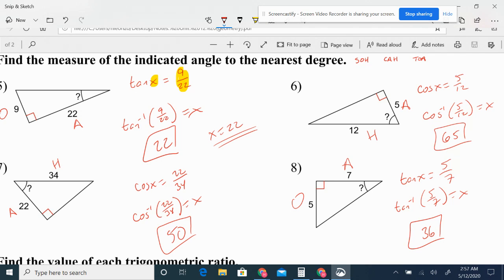So for my example, I had tangent and cosine. For your homework, you could have any of the three: sine, cosine, or tangent. It depends on the two sides that are given. If I give you opposite and hypotenuse, then you're going to have to use sine. If I give you the adjacent and hypotenuse, then you're going to have to use cosine. If I give you the opposite and the adjacent, then you're going to have to use tangent.